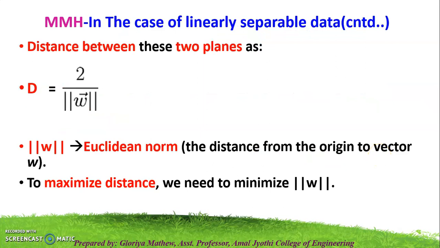According to this method, the distance between these two planes is d is equal to 2 divided by the norm of w, where the norm of w is the Euclidean norm, or the distance from the origin to the vector w. So in order to maximize the distance, we need to minimize the value of the norm of w.